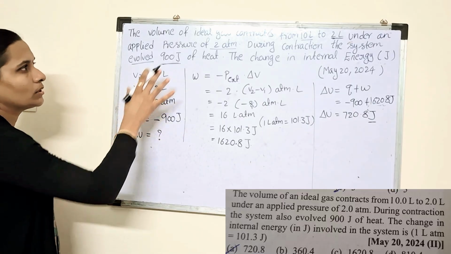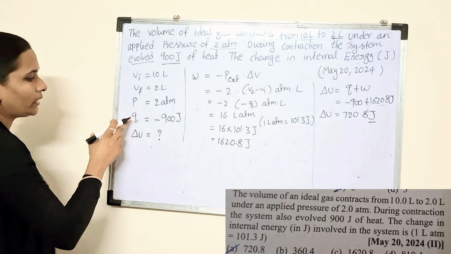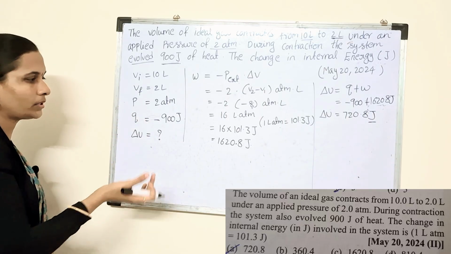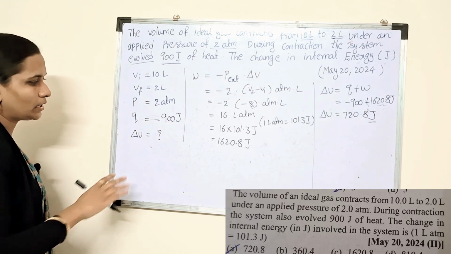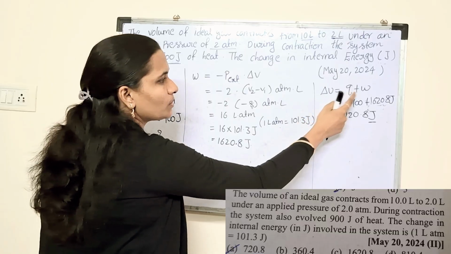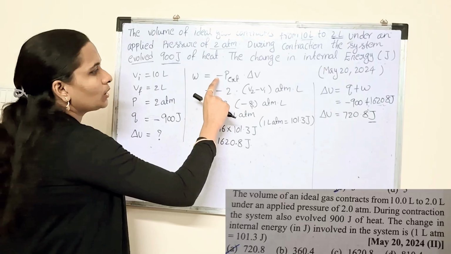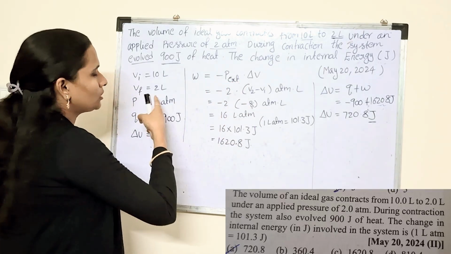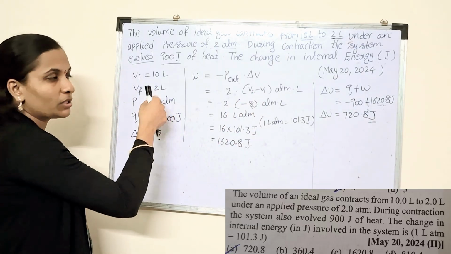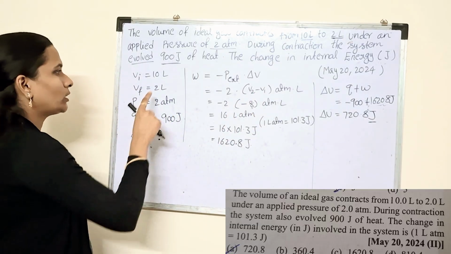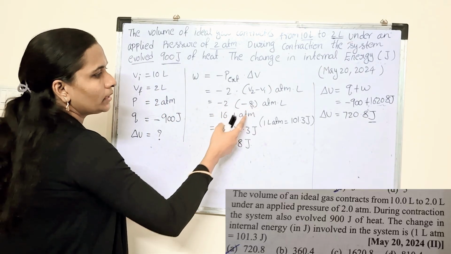So first, they gave the initial volume and final volume, and pressure also, and heat evolved by the system also. So heat released by the system, we have to keep the negative sign, and then they are asking delta U. So first, delta U equal to the formula Q plus W. Q we know, but we don't know W, so calculate W. W equal to the formula minus P external into delta V. P external, how much is applied? 2, and delta V means V2 minus V1. V2 means final volume, V1 is the initial volume. So 2 minus 10, that is minus 8. So minus 8 into minus 2, that is 16 liter atmosphere.